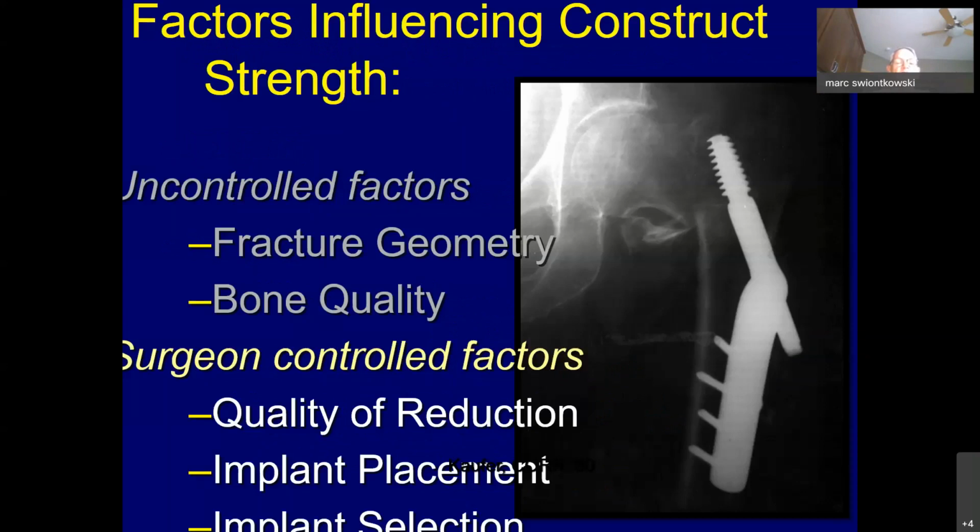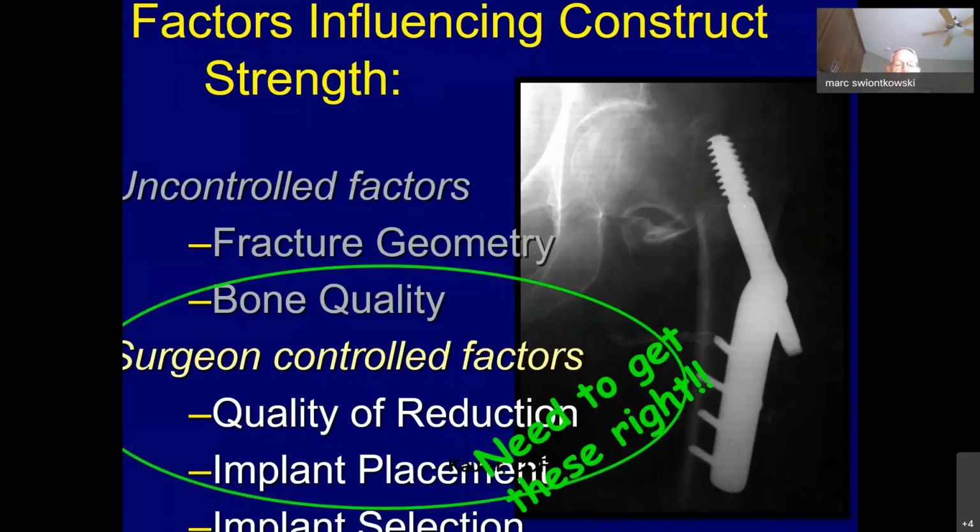So what are the factors that influence construct strength? The bone quality we've addressed earlier, the fracture planes we've addressed earlier, but the main thing that we can control as surgeons is the quality of the reduction, the placement of the implant, and the selection of the implant. These are things that we need to get right to prevent a disaster like you're seeing in the image on the right side, with a very poor placement of the central compression screw.